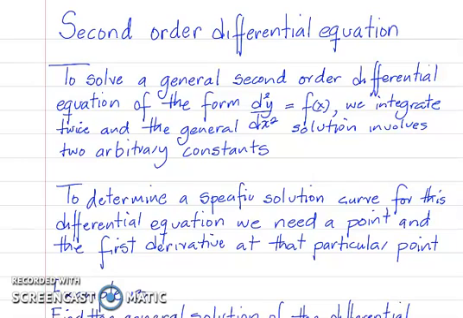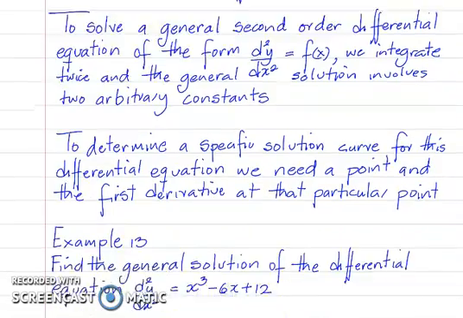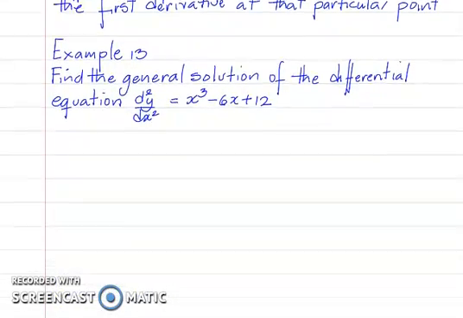Second order differential equation. To solve a general second order differential equation of the form d2y by dx squared is equal to f of x, we integrate twice and the general solution involves two arbitrary constants. To determine a specific solution curve for the differential equation, we need a point and the first derivative at that particular point. Let's have a look at example 13.